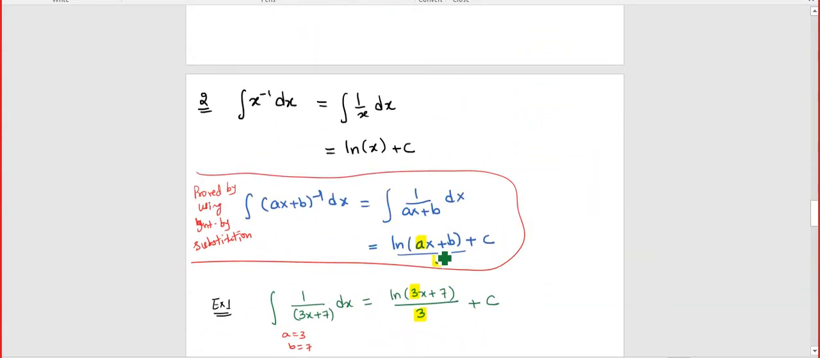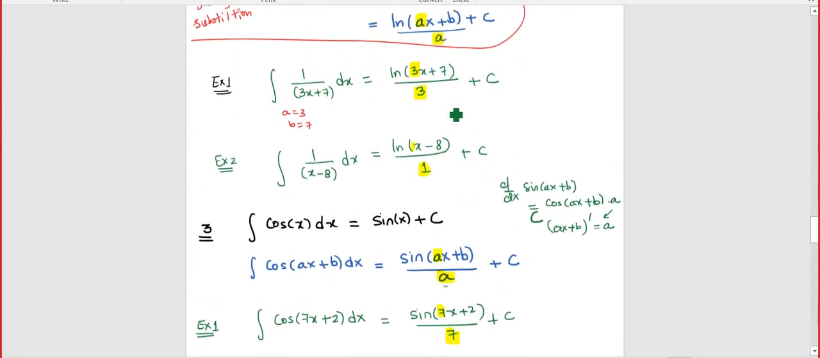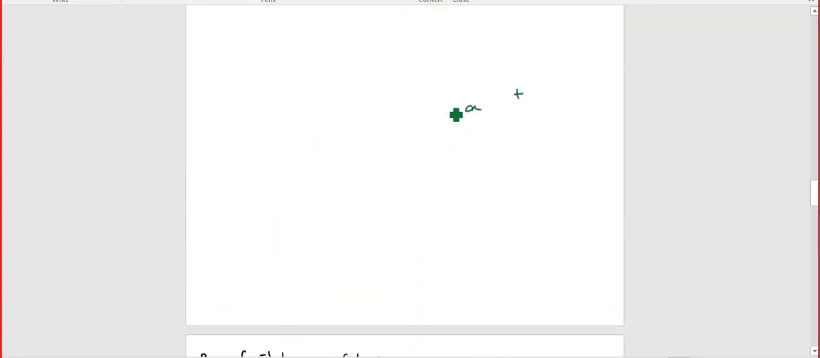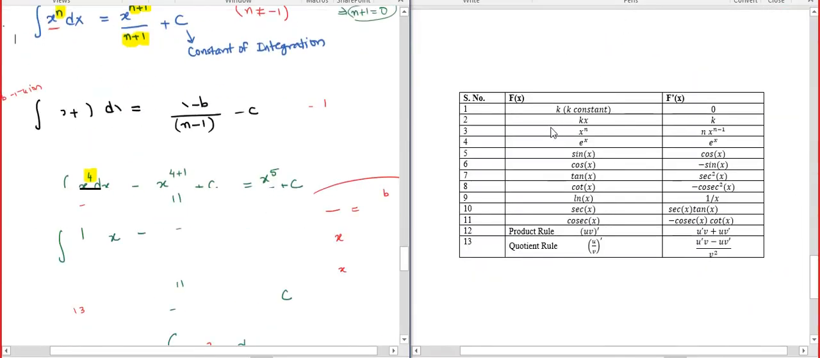Okay. So similarly, if we move to other rules, we'll get different rules. Say, as I showed you there, integration of sine ax plus b dx is equal to minus of cosine of ax plus b over a plus c. Sorry for this. Similarly, we will get these rules from here.